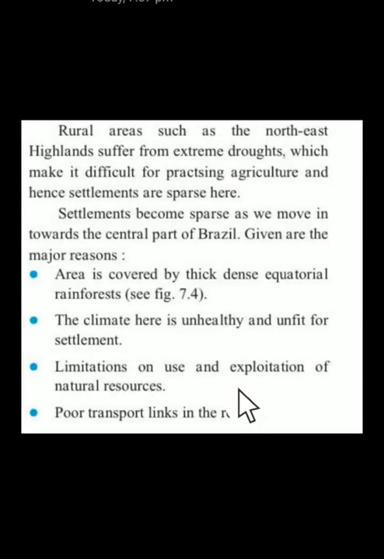Then we had seen the northeastern highlands, they are suffering from extreme drought because of the lack of rainfall, because of the rain shadow area, therefore the people staying there are very few. Along with that we had also seen that the central part of Brazil also has fewer settlements because of the thick equatorial forest over there. The climate is very unhealthy and unfit, there are limitations on the use and exploitation of natural resources, and also poor transport links in the region.